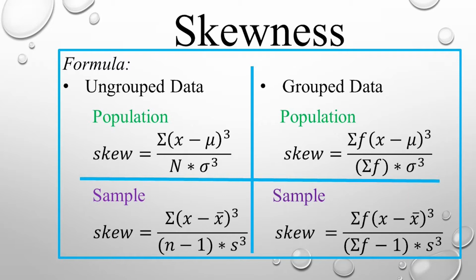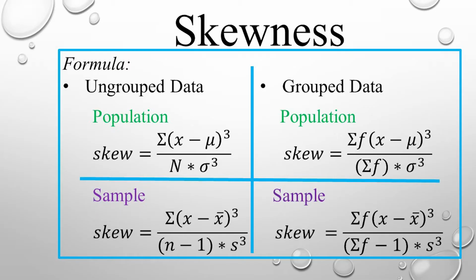So for the group data naman, ito yung formula natin. So under population, we have summation of f multiplied by the quantity x minus mu raised to 3, all over the summation of f multiplied by the sigma cube. So mamaya, sa example natin, madali na lang maipaliwanag yan. Ngayon kasi, kung titingnan natin ng ganyan, mahirap intindihin. Ano ba yung f? That is the frequency. Sa group data kasi, meron na tayong tinatawag na frequency. Then again, mu is the population mean. Sigma is our population standard deviation.